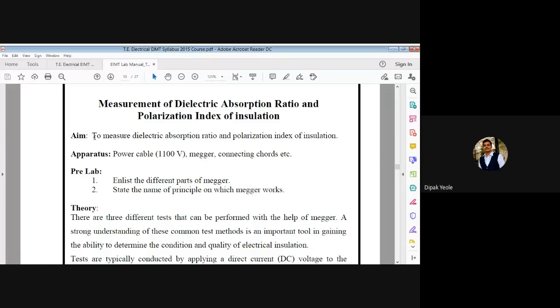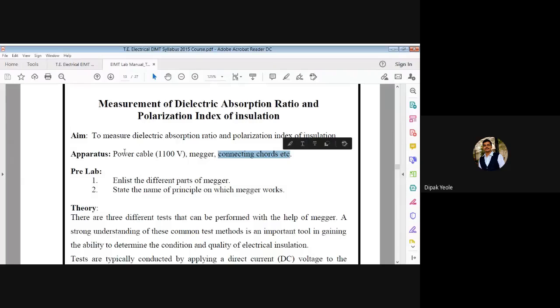So what is our aim? Our aim is to measure the dielectric absorption ratio and polarization index of insulation. And what apparatus do we need? Obviously, we need the power cable of 1100 volt. We need the Megger because we have to measure the insulation resistance particularly. Then we need the connecting cords.